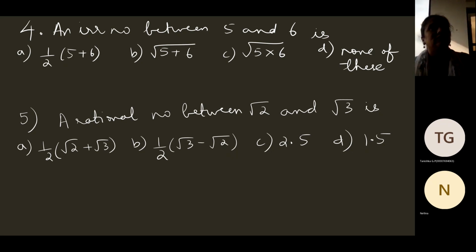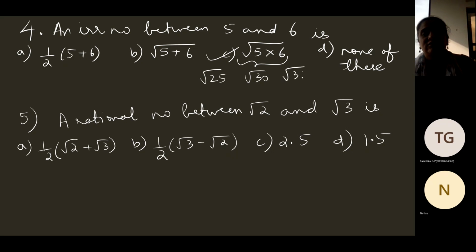So 30, it's not a perfect square. So square root of 30 is an irrational number, and it lies between 5 and 6. So this one is the correct option, because this is root 30 and it lies between 5 and 6. Root 30 lies between root 25 and root 36.